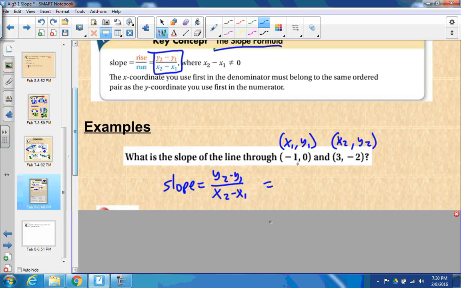And I'm going to plug those numbers in. So our y2, our second y, is -2 minus our first y, which is 0, all over our second x, which is 3, minus our first x, which is -1, so minus -1. Okay, couple of notes here. Make sure when you have minus and negative, it just becomes plus positive. So that would be negative 2 minus 0 is just negative 2. 3 plus positive 1 now is 4, which reduces to negative 1 half. So there's the slope of that line, just using the slope formula, as long as you have the x1, y1, and the x2, y2 labeled.